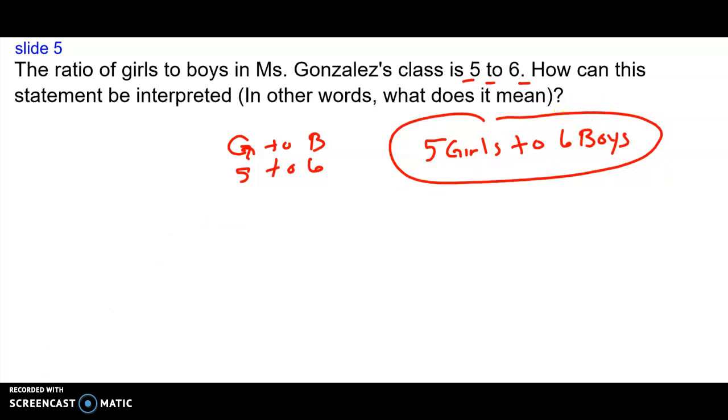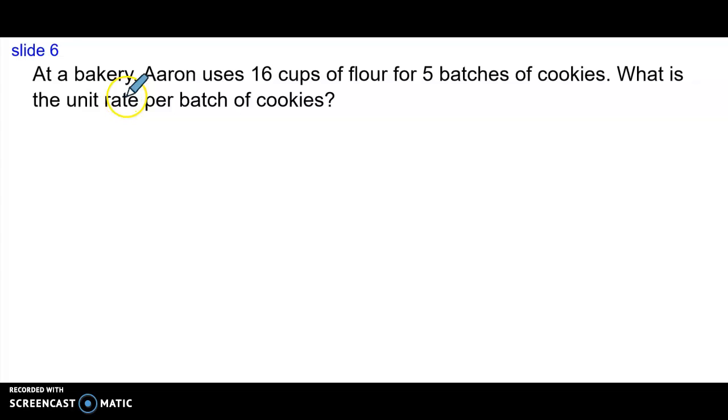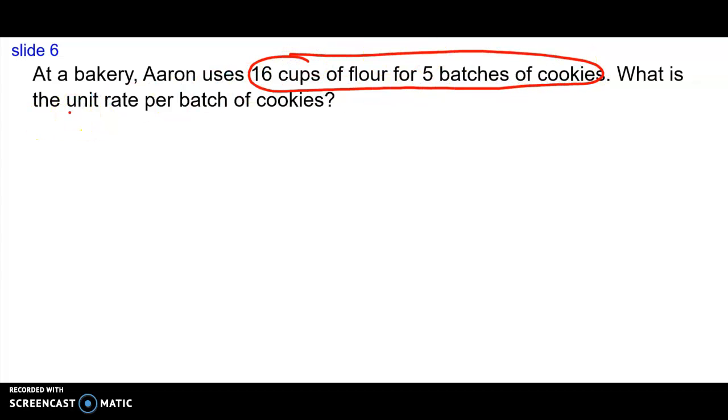All right, slide 6. At a bakery, Aaron uses 16 cups of flour for 5 batches of cookies. What is the unit rate per batch of cookie? Well, what do we know? I've got 16 cups for 5 batches of cookies. What is the unit rate? Unit means 1 per batch of cookies. So I want to know how much flour you'll need for 1 batch of cookie.